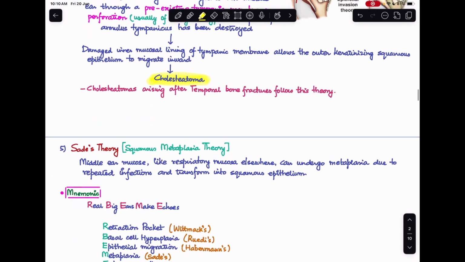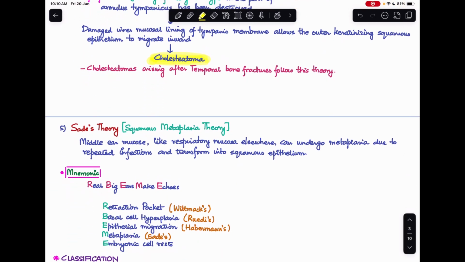Now the last theory is Sade's theory, also known as the squamous metaplasia theory. Here, we have come across a lot of times where respiratory epithelium can undergo metaplastic changes in other parts of the body, like the lungs. That same thing can happen here, where the middle ear mucosa, like respiratory mucosa elsewhere, starts to undergo metaplasia due to repeated infections, and starts transforming into squamous epithelium. So these are all the theories behind the origin of cholesteatoma.